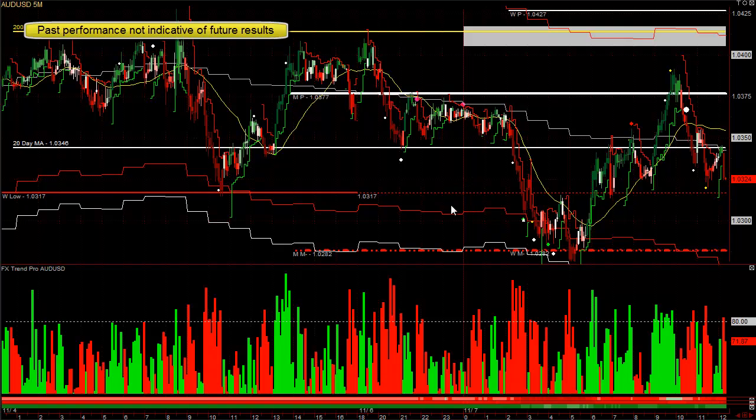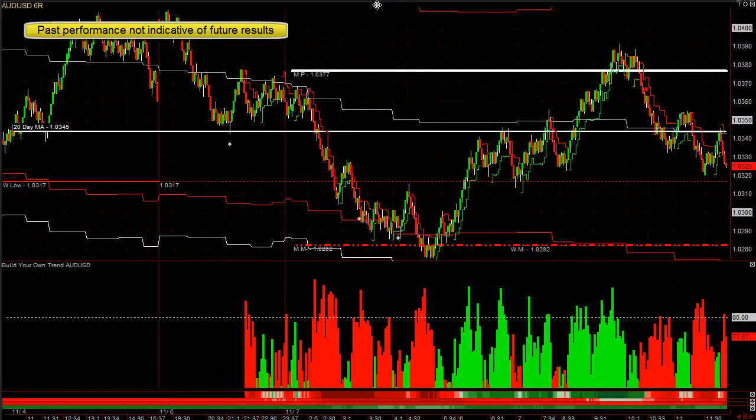But the Australian was weak on the currency meter. The dollar was strong. Here's an example of the same chart using our 6 pips per bar range chart. And you have a 20-day moving average right here, which is major support. Came down and found support there, support there.